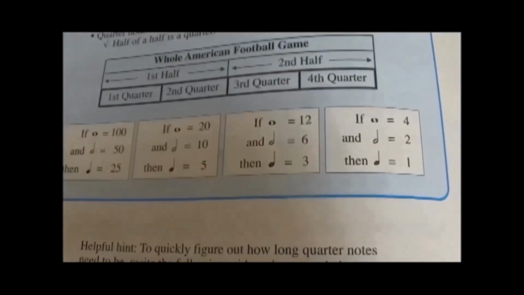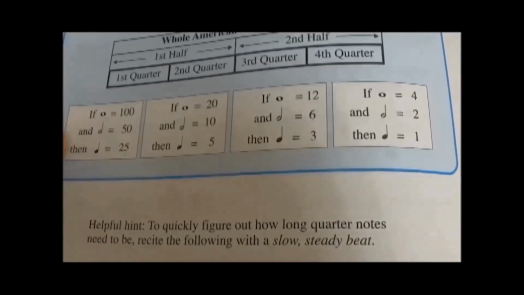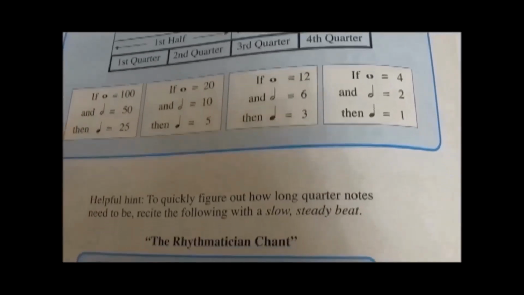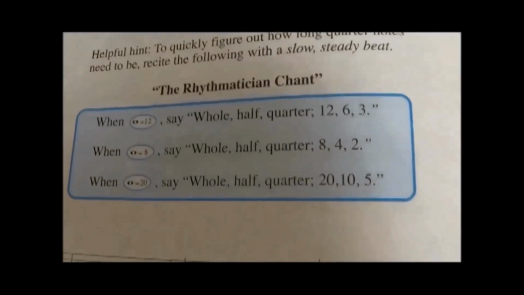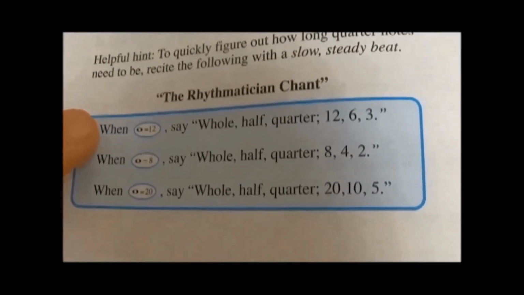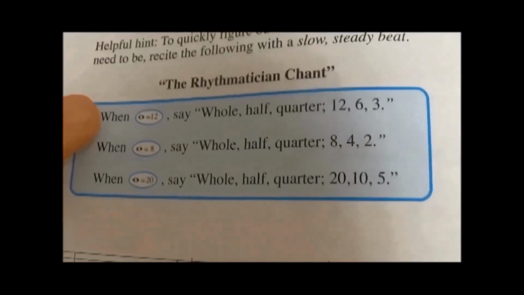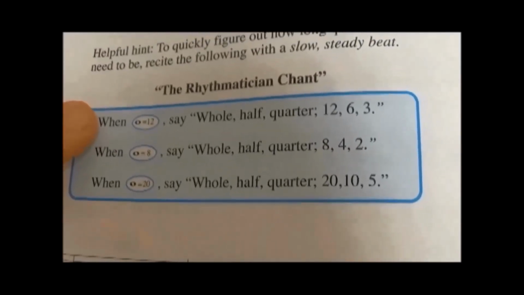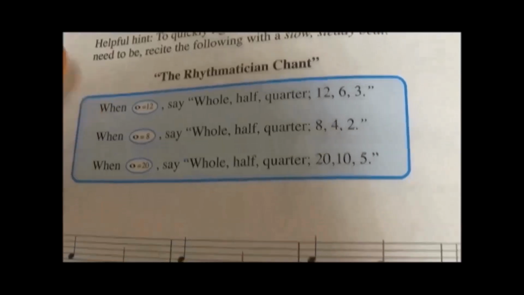And then there's a little bit of math here. For instance, if a whole note equals 100, a half note equals 50, a quarter note equals 25. We also learned the rhythmatician chant. It says that when whole note equals 12, say whole, half, quarter, 12, 6, 3.